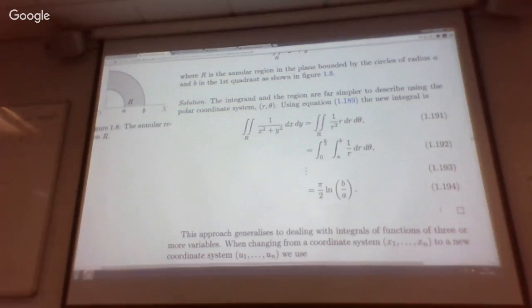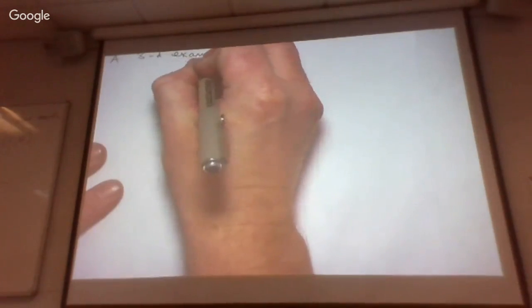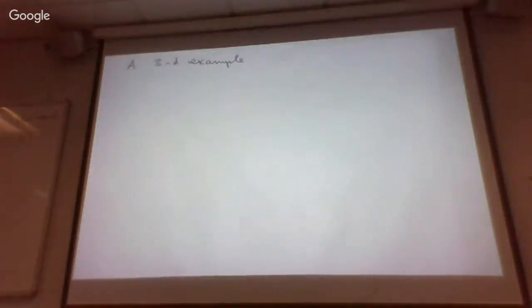But we'd like to show you some examples in a 3-variable setting as well. That's what we're going to look at now. A 3D example of changing coordinate systems in an integral.